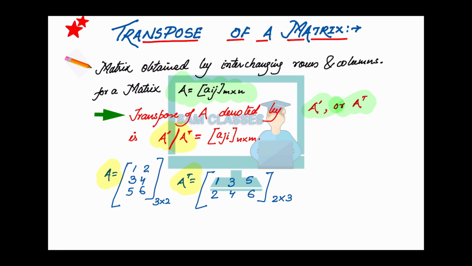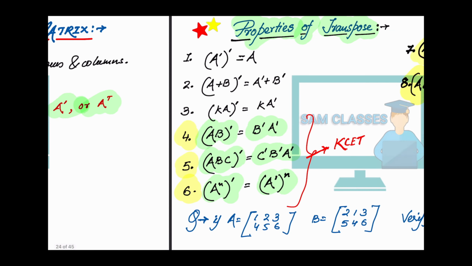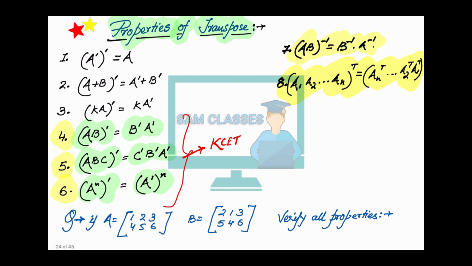Very simple. How do we denote it? That is A dash, that is also A transpose. Both the methods we use. Don't get confused in this. Now, coming to the property section, very important properties from the exam point of view, for your PUC part. A few properties are very simple.